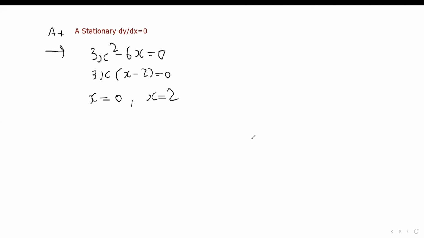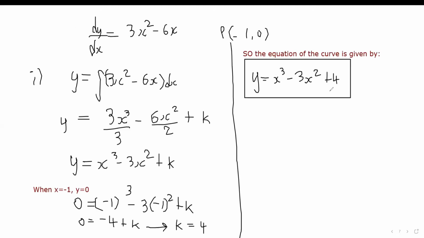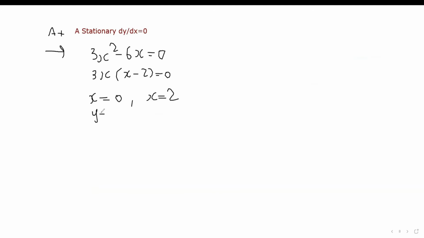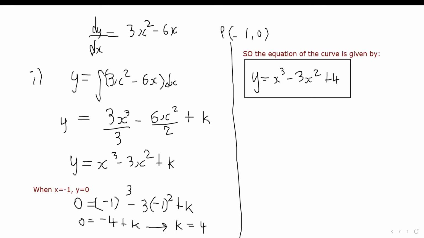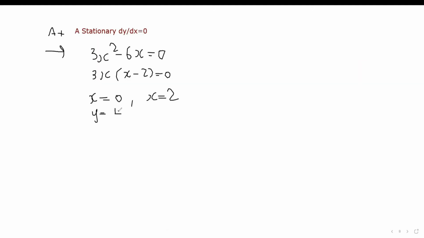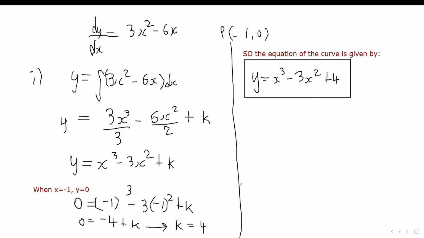Now we need to find our y values. When x equals 0, we plug 0 into the original equation for y: 0 cubed minus 3 times 0 plus 4, that is 4. So y equals 4. Then when x equals 2, we plug in to get our y value. I'm not that sharp anymore, so I'm going to plug it in.